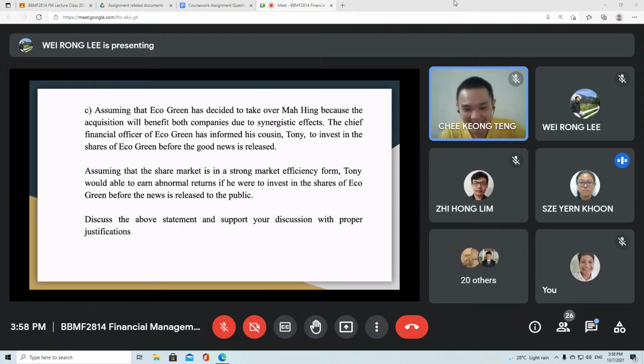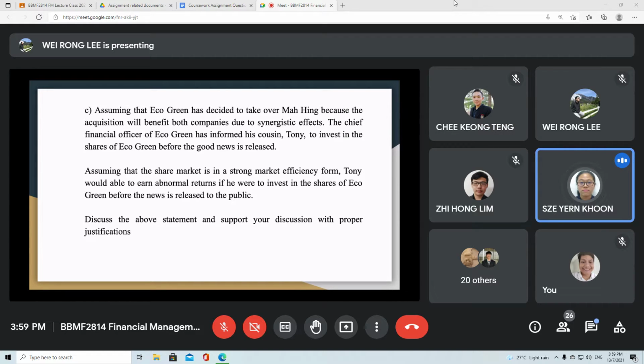Okay, so assuming that Eco Green has decided to take over Mahing because the acquisition will benefit both companies due to synergistic effects, the Chief Financial Officer of Eco Green has informed his cousin, Tony, to invest in the shares of Eco Green before the good news is released. Assuming that the share market is in a strong market efficiency form, Tony would be able to earn abnormal returns if he were to invest in the shares of Eco Green before the news is released to the public. Discuss the above statement and support your discussion with proper justification.